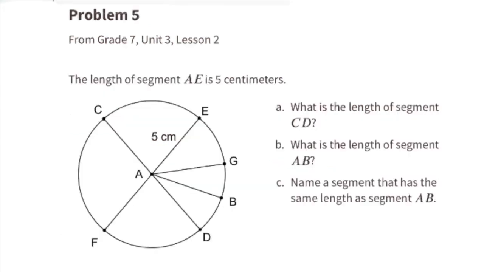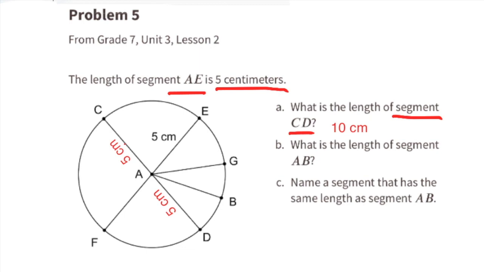Problem number 5 from 7th grade, Unit 3, Lesson 2. The length of segment AE is 5 centimeters. A. What is the length of segment CD? If AE is 5 centimeters, then AC is also 5 centimeters, and AD is also 5 centimeters. So the distance from C to D would be 5 centimeters plus 5 centimeters, or 10 centimeters.